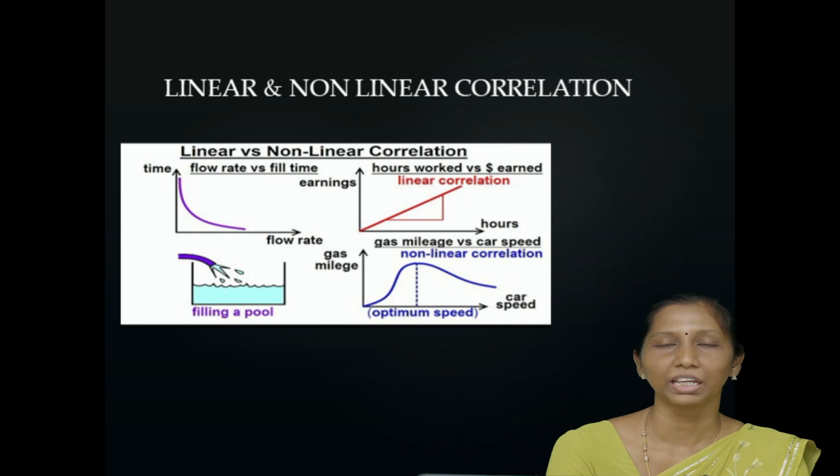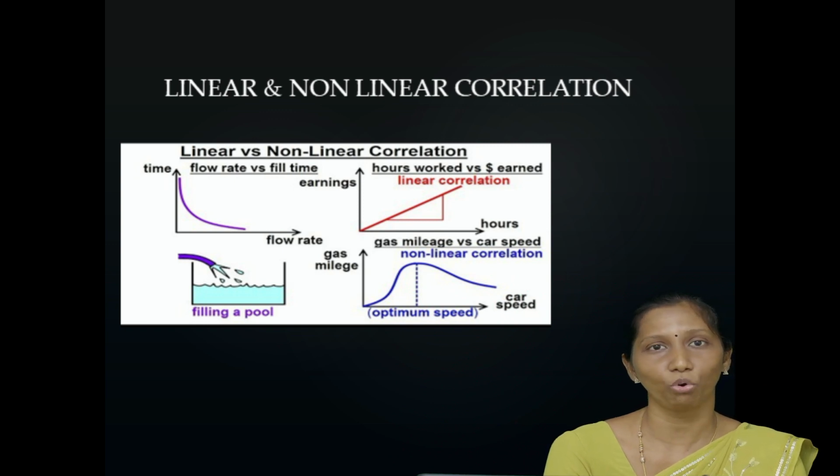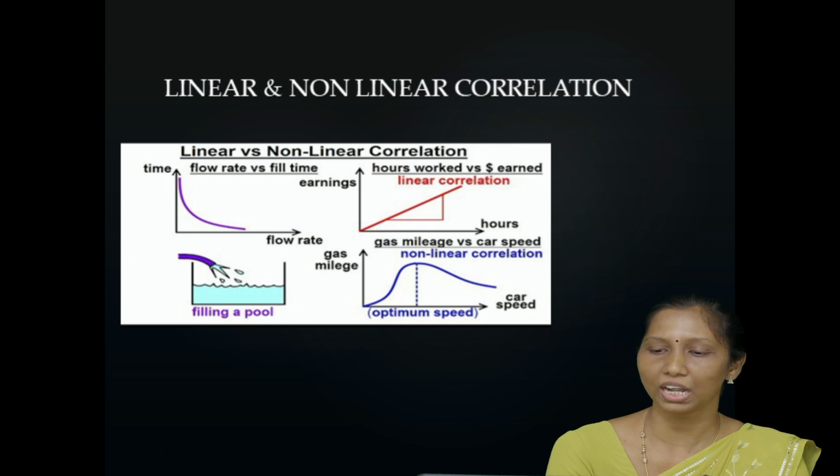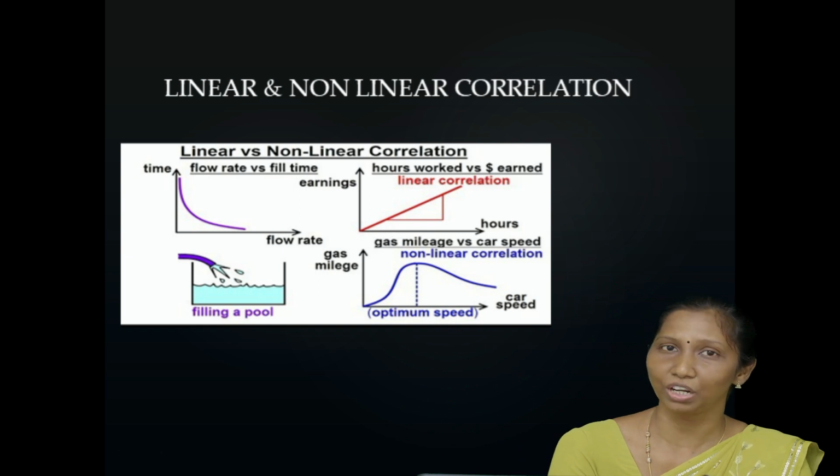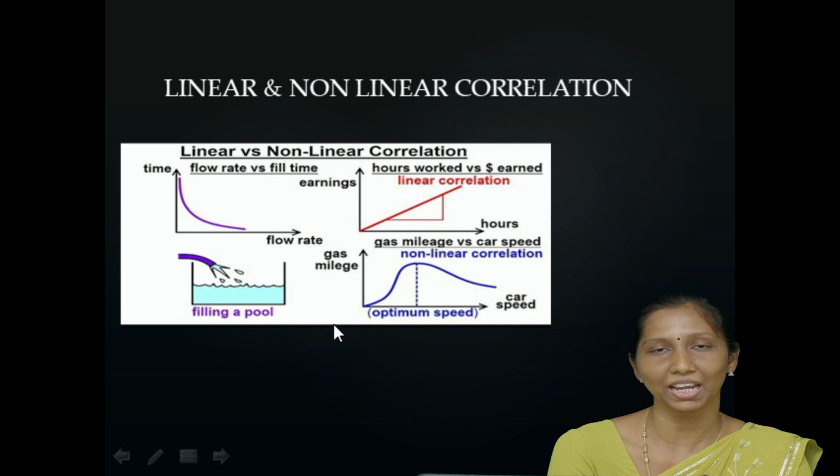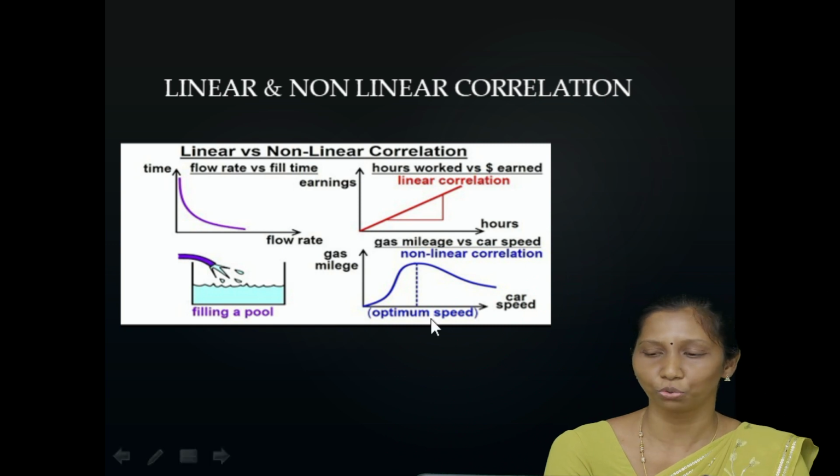First, earnings. If a man works more hours, he can get more earnings. So that is linear correlation, in a straight line. Next, non-linear correlation. If you fill more gas, the mileage of the vehicle is good and the car speed is also good. If there is no mileage, the car speed also decreases. So this is non-linear correlation.